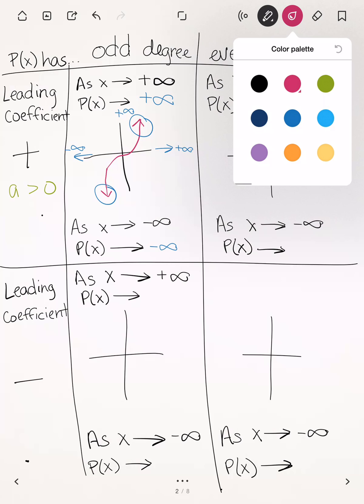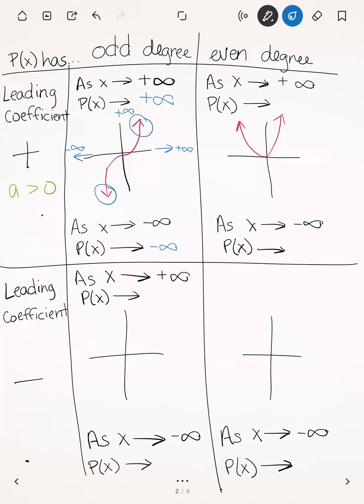Now if I'm talking about x approaching positive infinity, so positive infinity is this way, my arrow is also going up towards positive infinity. So as x approaches positive infinity, p of x, my function, approaches positive infinity as well. Now, as x approaches negative infinity, so negative infinity is going that way, my function is still going up, so it's approaching positive infinity.